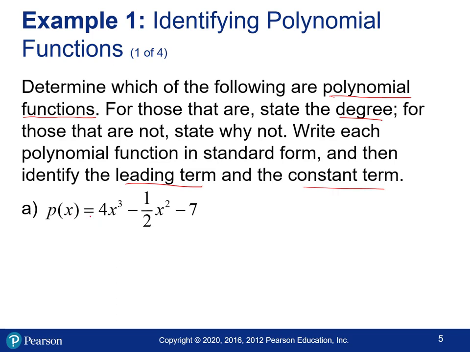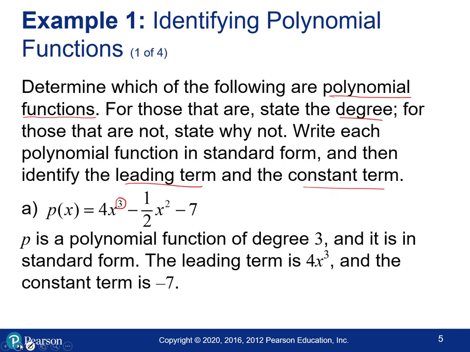P of x is 4x cubed minus 1/2 x squared minus 7. Notice that the highest power on x is 3. That is a positive integer. And then we have an x squared term. There's no single x term, and then we just have a constant. And so this is a polynomial function. It meets the definition, the criteria to be a polynomial function.